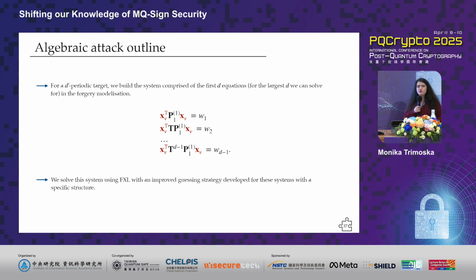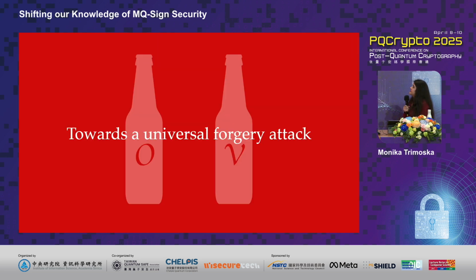And I'm not going to go into more details about the resolution, but we are using a hybrid approach, so some enumeration, and then finding a Gröbner basis, so FXL. And we have an improved guessing strategy because of the structure that these systems have. That is not what I chose to talk about.